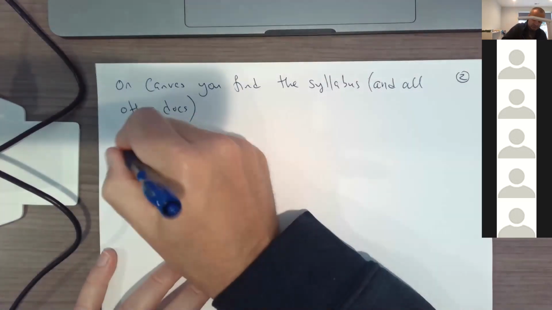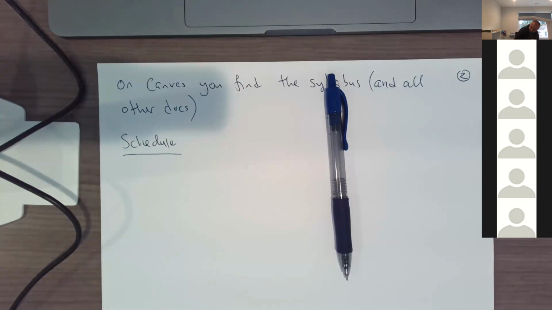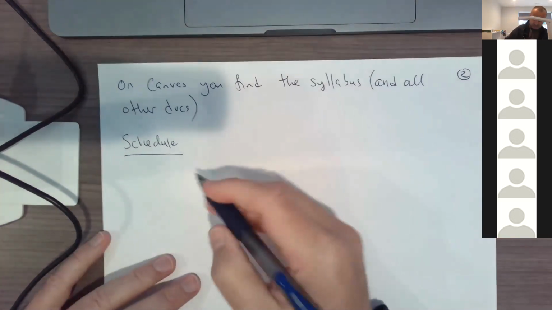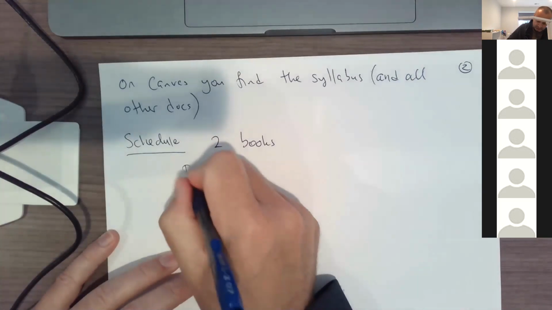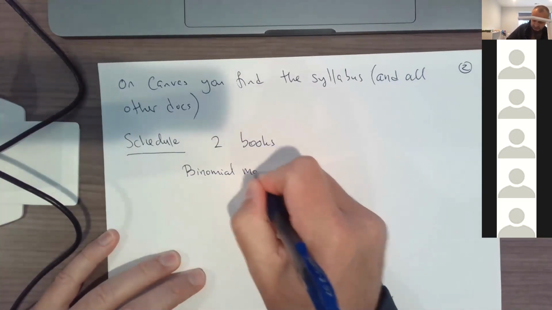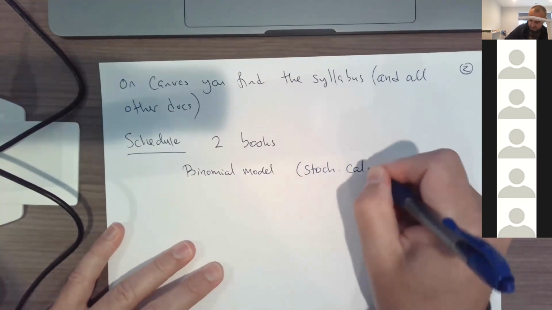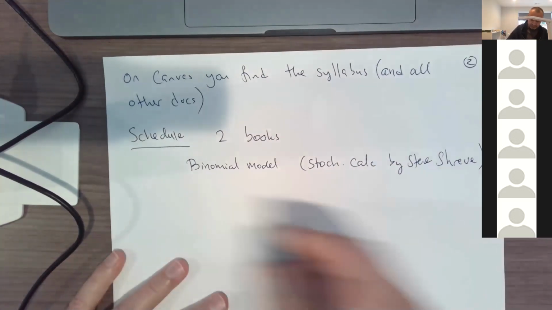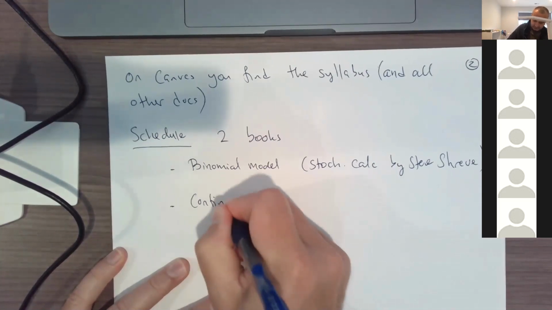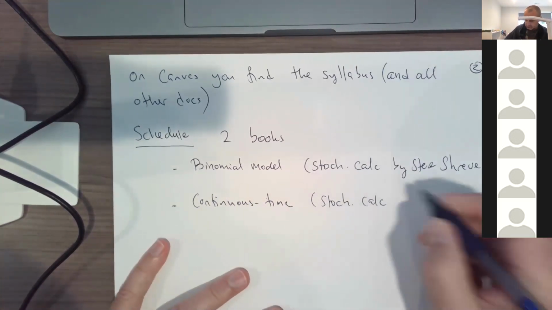Okay, so something about the schedule. Let me get the books, which I don't have here anymore. There are two books. There's the binomial model, this is Stochastic Calculus by Steve Shreve. Then there's the continuous time, and this is again Stochastic Calculus by Steve Shreve.